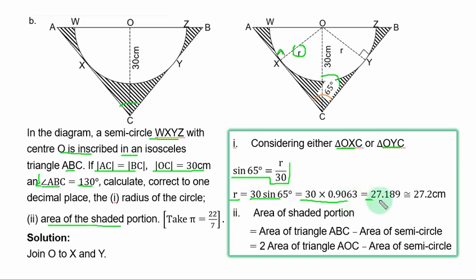When you multiply, 27.189 to 1 decimal place, you have 27.2 centimeters as the radius of the circle.